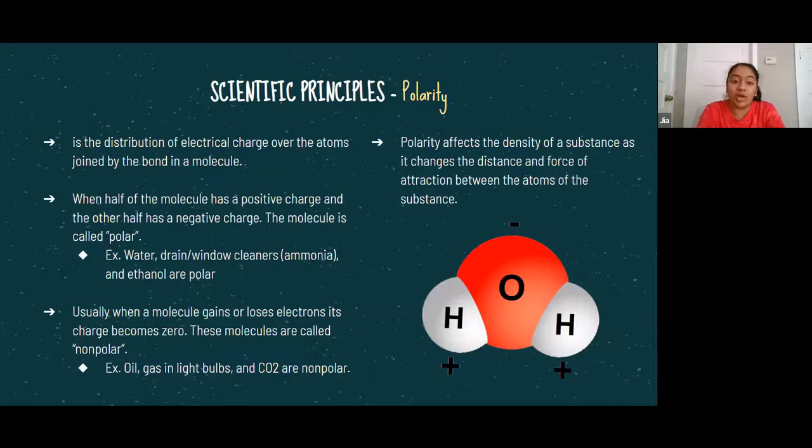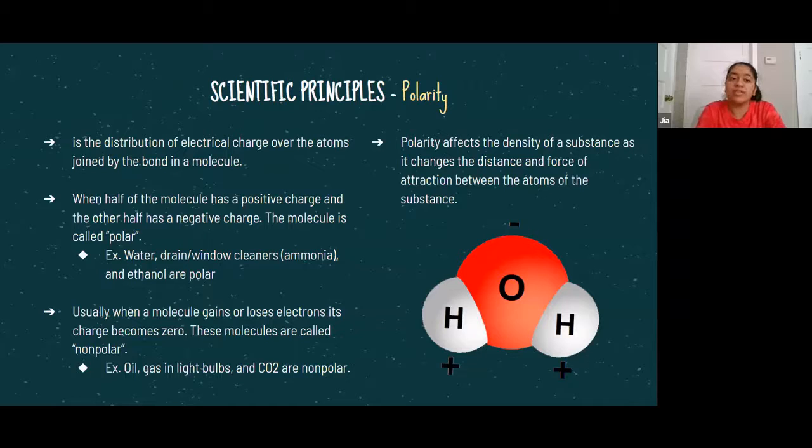Such molecules are called nonpolar molecules. Some examples are oil and carbon dioxide. Another example is argon, a gas which can be found inside light bulbs.